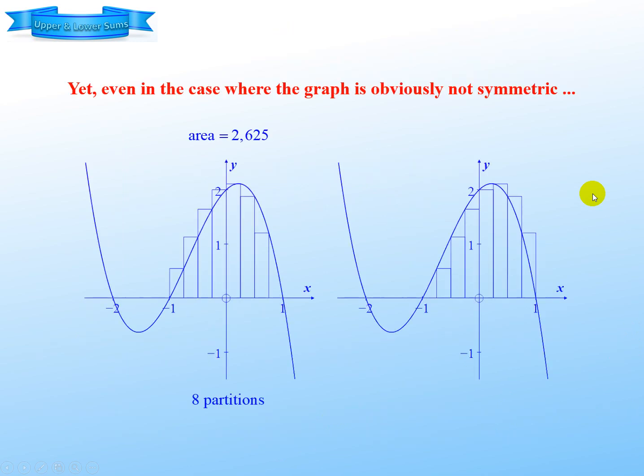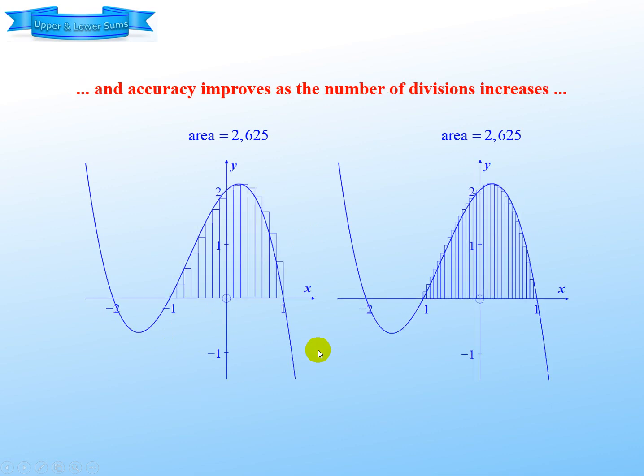10.5. Even here, this is not symmetrical. This is a cubic graph, and in fact, it's steeper than it is there. So this is not. And we actually have the same area for 8 partitions. But if we go to 16 partitions, then we get 2.656. And if we go to 32 partitions, it's 2.664.